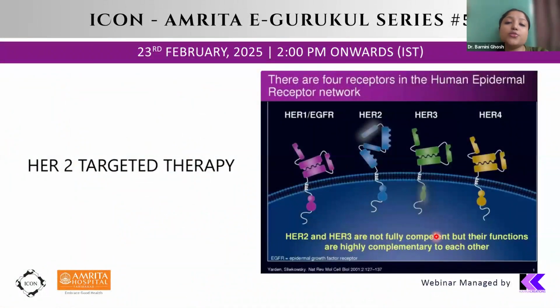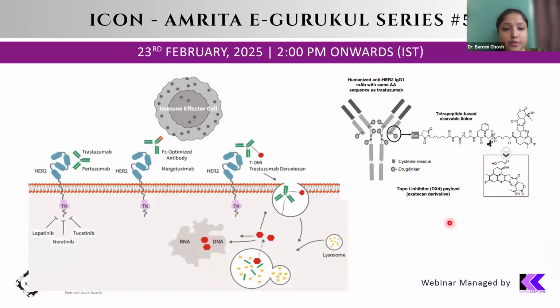Now I will come to the HER2-directed therapies. So before beginning that, I will just show this picture that these are the 4 receptors in the human epidermal receptor network. One is the HER1 or EGFR. Then the second is HER2, then HER3, and lastly HER4. Now HER2 and HER3 are not fully competent, but their functions are highly complementary to each other.